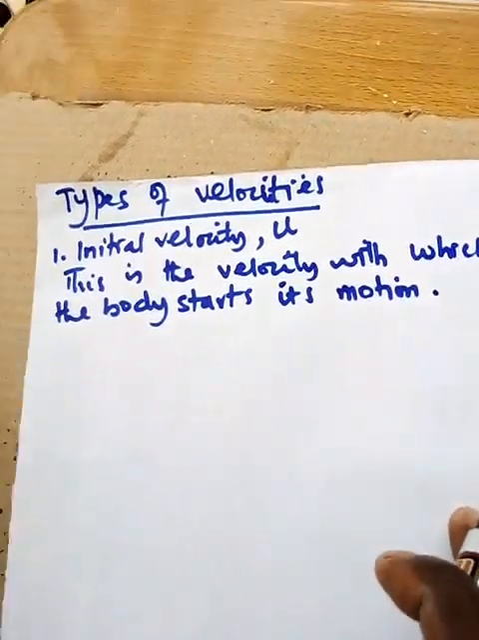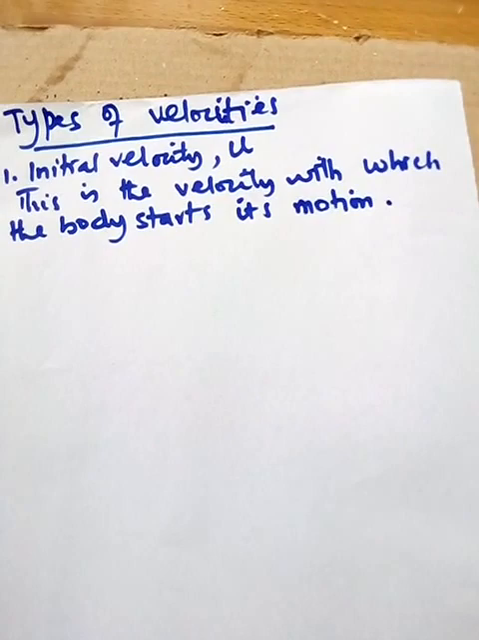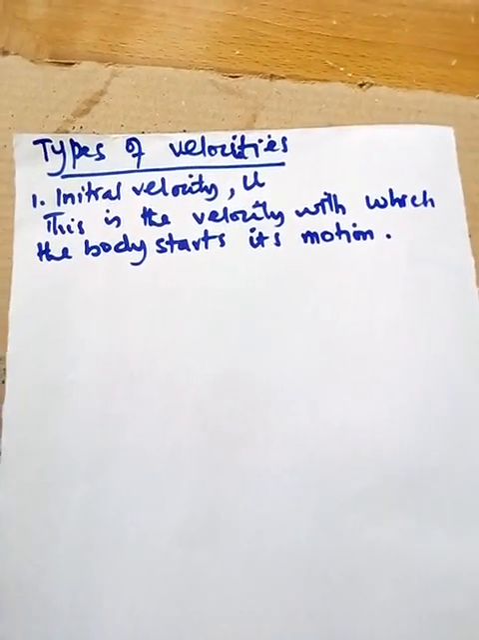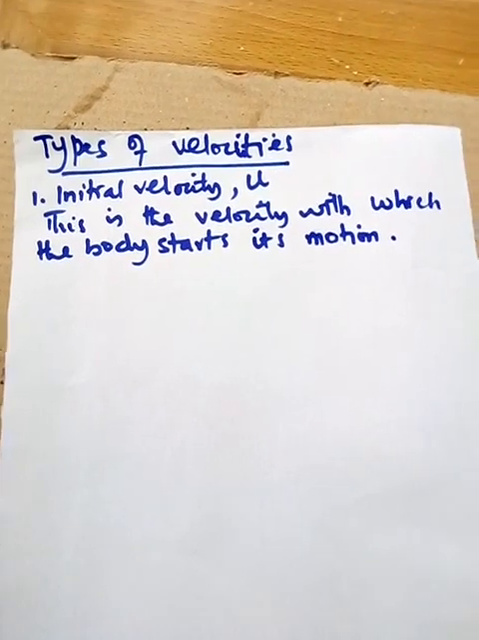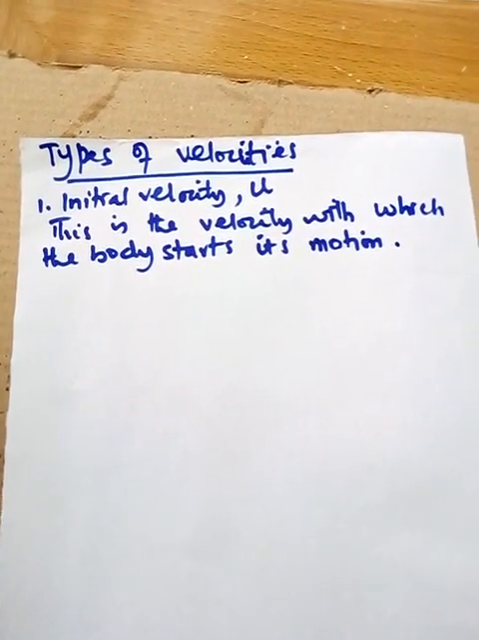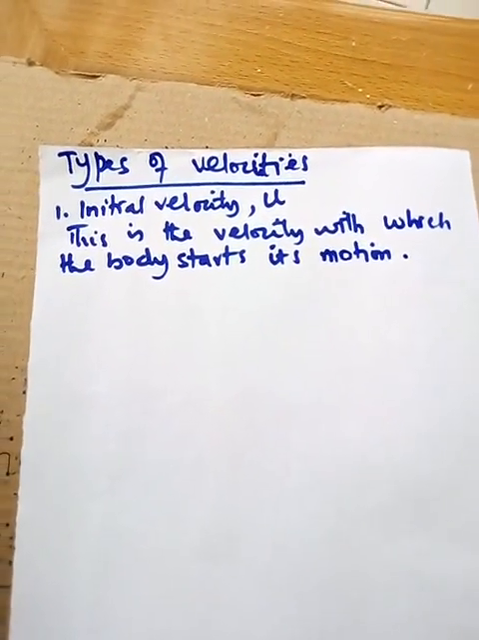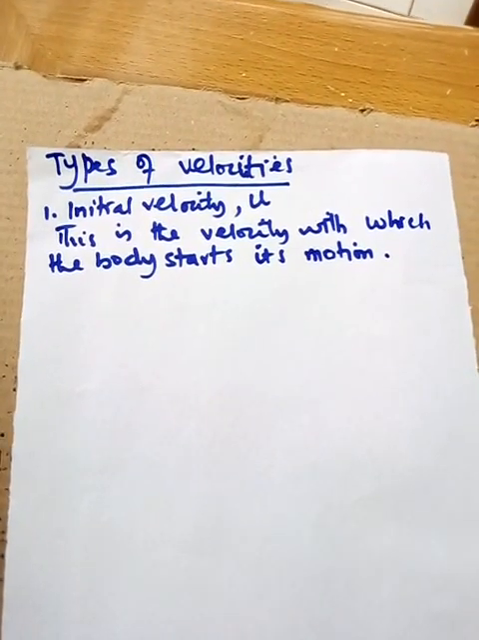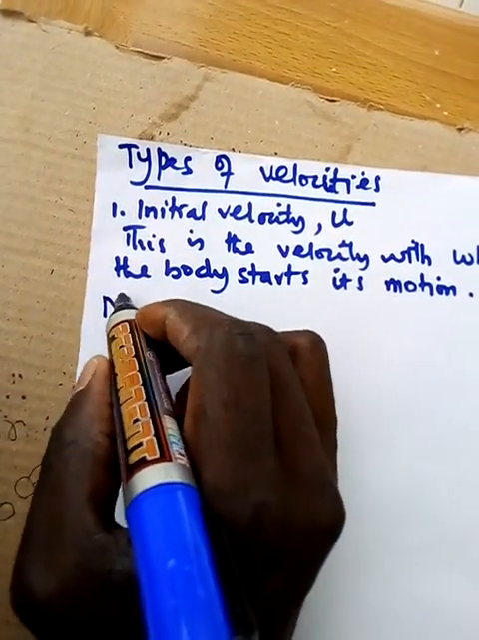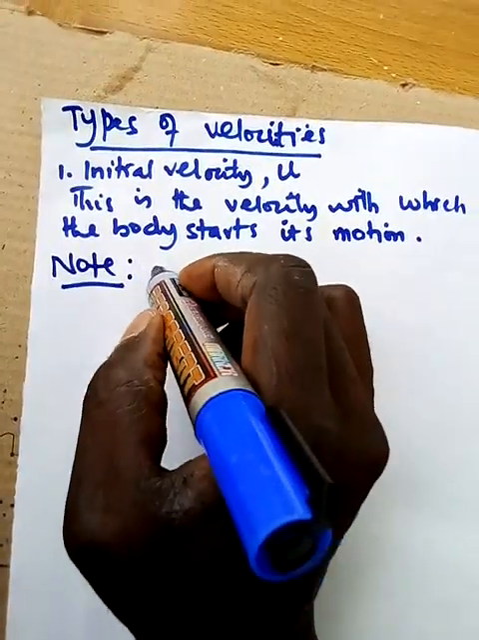What we mean here, you could be looking at the body moving. So the reference velocity with which you start to observe the moving body is what we call initial velocity. So it depends, the body could be at rest or the body could be moving. If it's at rest, then definitely the initial velocity is 0. In fact, let me put a note here such that we can easily understand that.